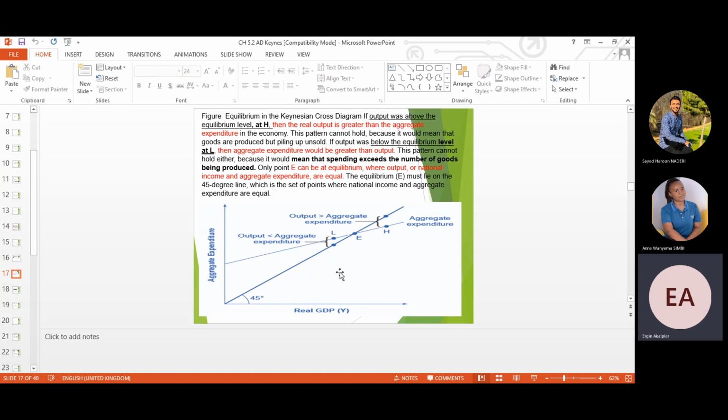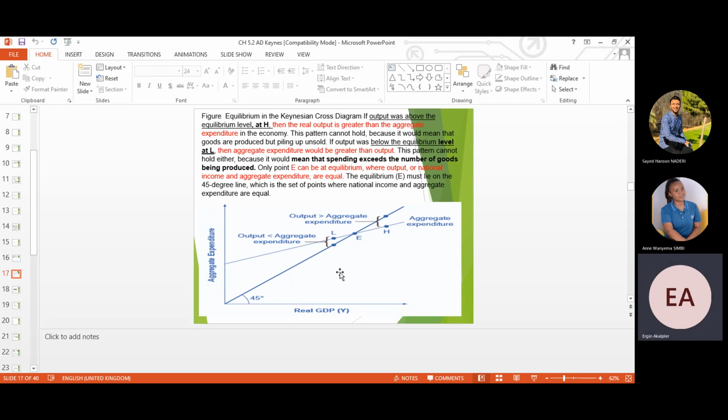And for equilibrium in the Keynesian cross diagram, if output was above the equilibrium level at H, as you see, the output will become higher than aggregate expenditure at that level, and the real output is more, and it is, of course, a problem.